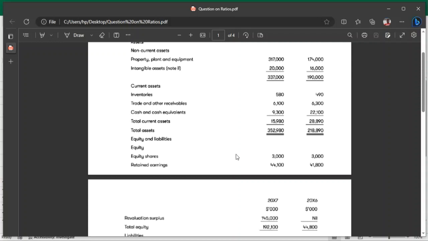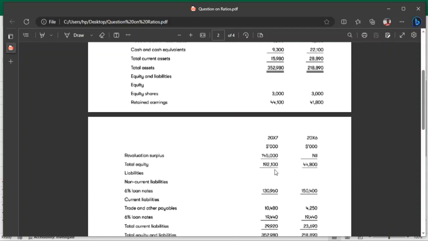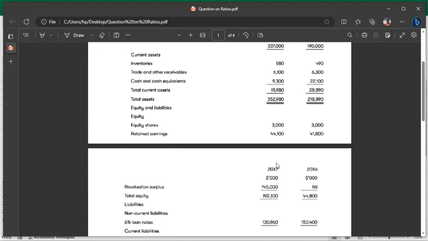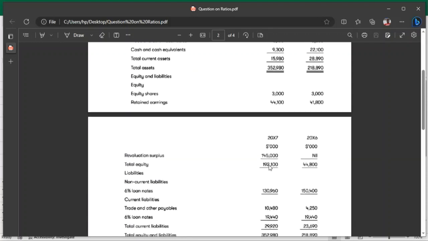Equity. This is our equity. Our equity is the equity shares right here. So our equity is this amount here, 192. The equity is made up of our equity shares plus reserves. So this is the total equity, and then we'll add our interest bearing debts.